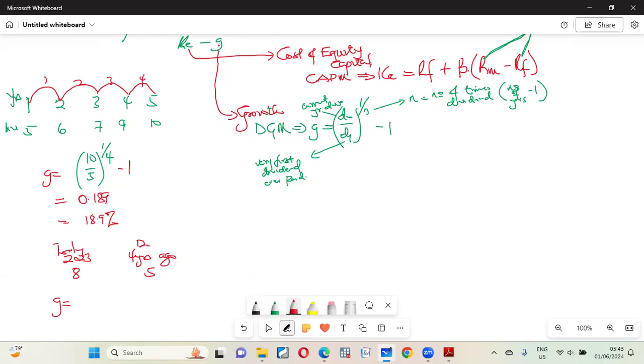Who is willing to help? D0 will be 8. And then D1 will be 5, raised to the power 1 over n. What is n? N will be 5.